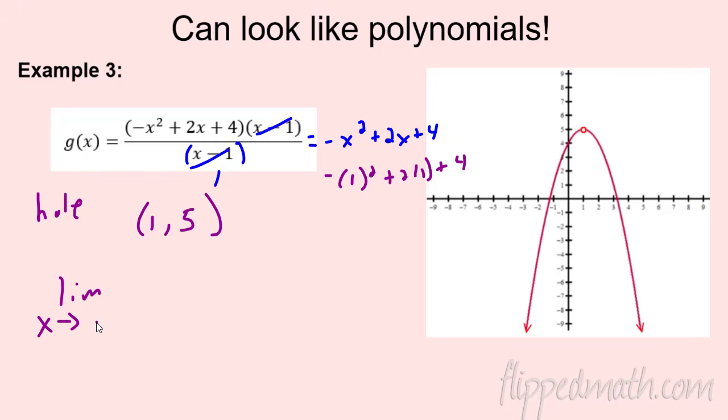So as I'm approaching 1, and from which side? Let's start from the left. And again, my function is g of x. And then over here, same thing. As I approach 1 from the right of my function, boom, I know it's approaching 5.